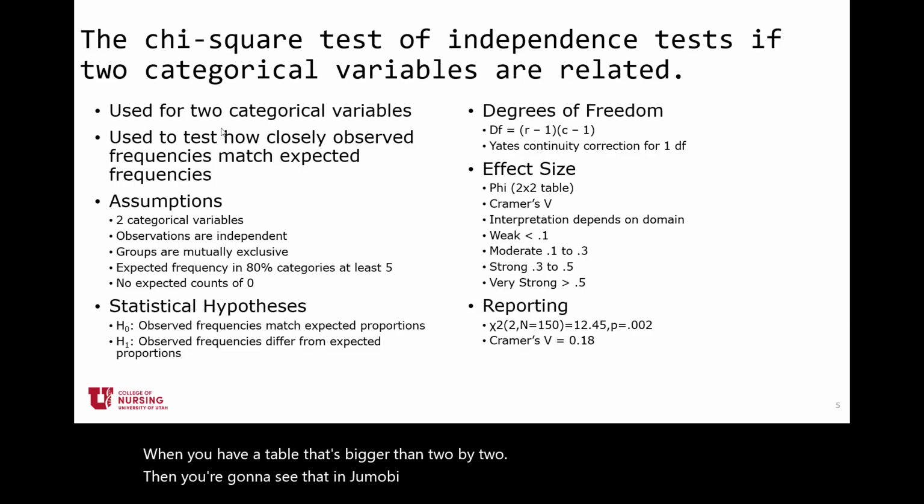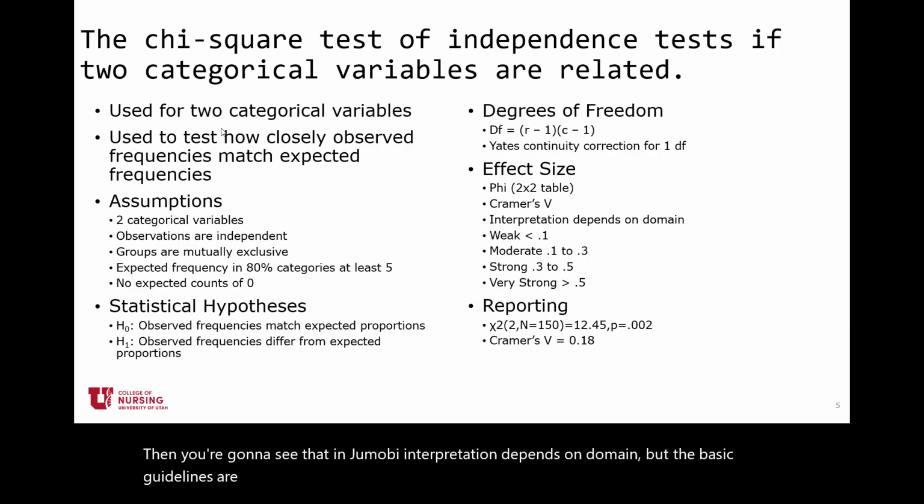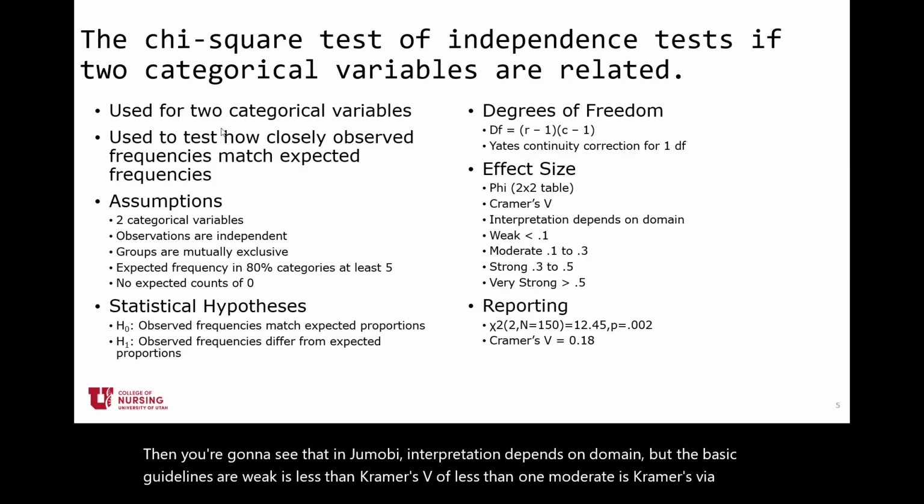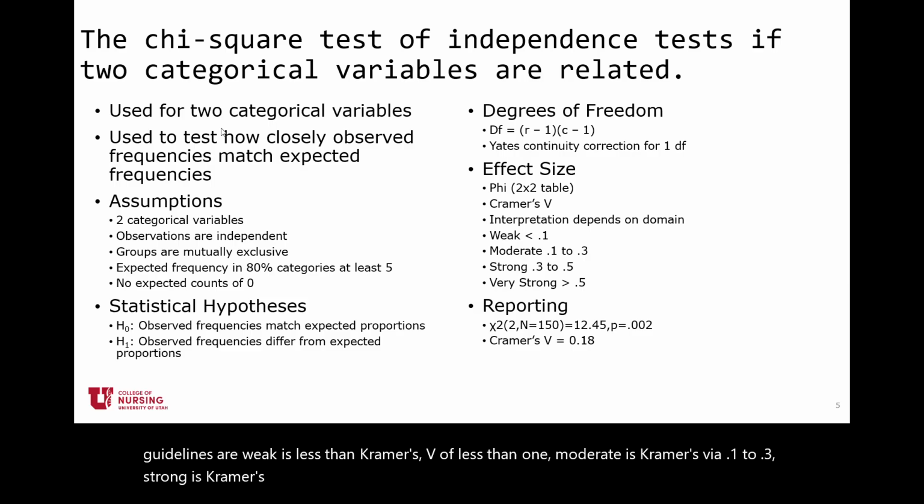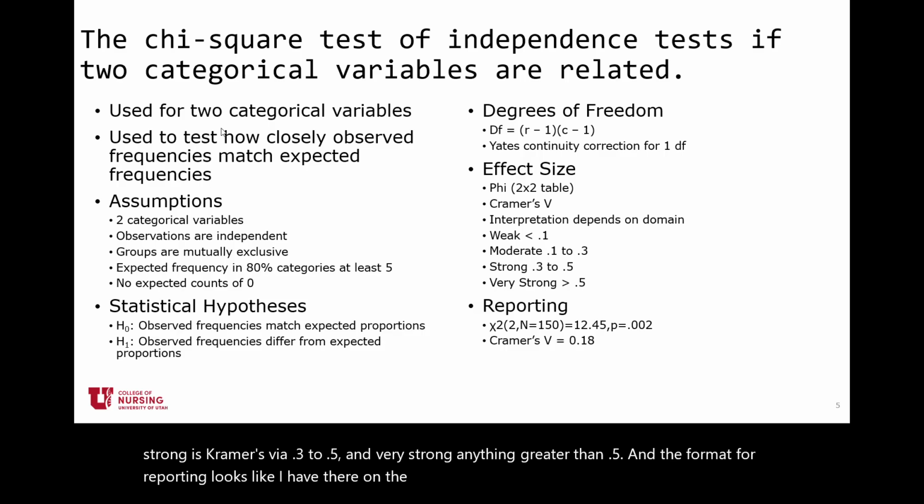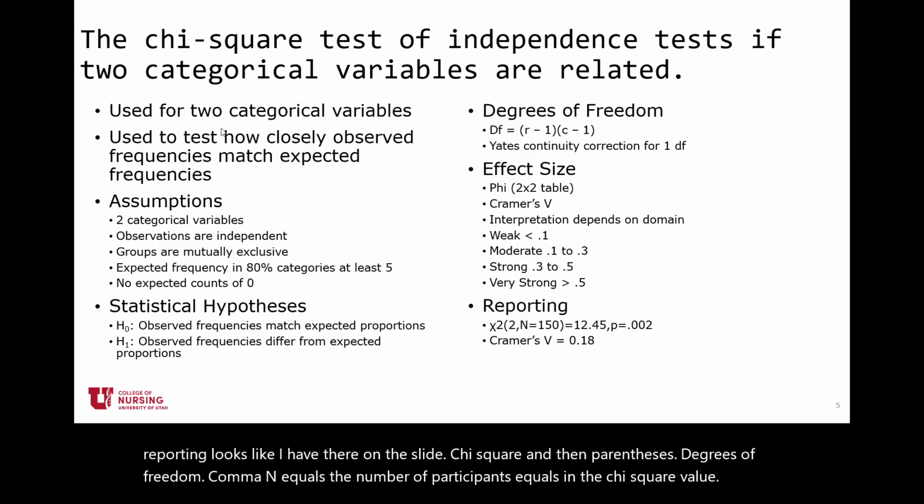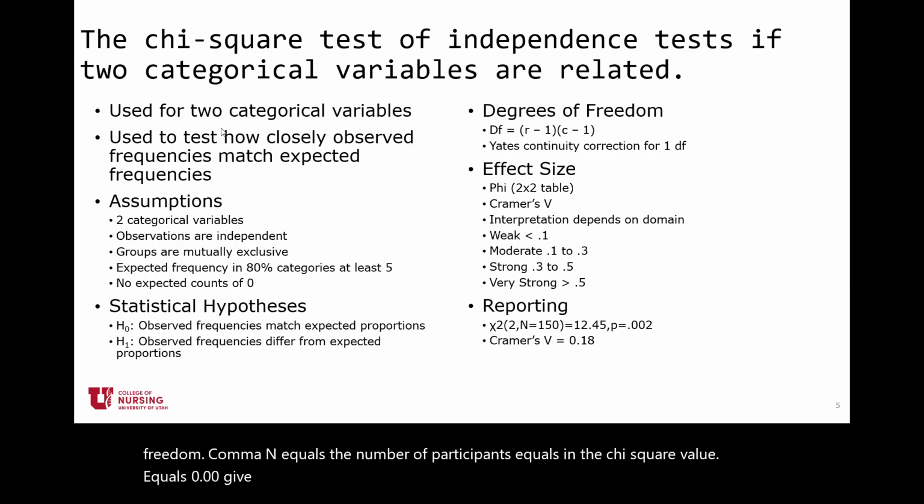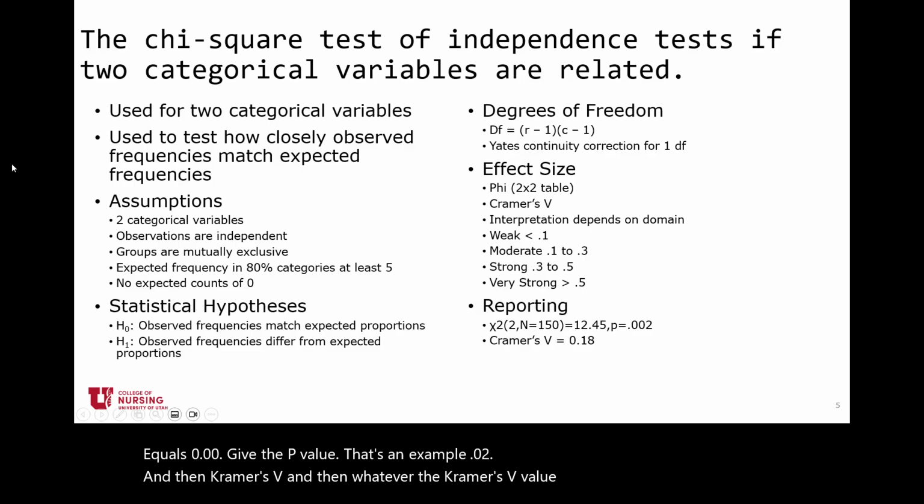Interpretation depends on domain, but the basic guidelines are: weak is a Cramer's V of less than 0.1. Moderate is Cramer's V of 0.1 to 0.3. Strong is Cramer's V of 0.3 to 0.5. And very strong, anything greater than 0.5. And the format for reporting looks like I have on this slide: chi-square, and in parentheses, degrees of freedom, comma, n equals the number of participants, equals the chi-square value, p equals, give the p-value, for example 0.002, and then Cramer's V, and whatever the Cramer's V value is, and you'd want to interpret it too.